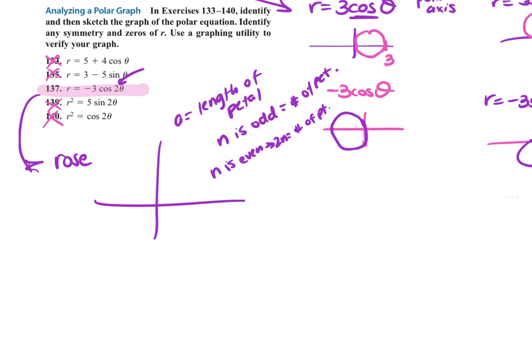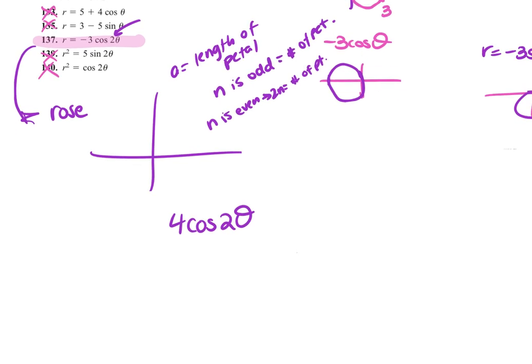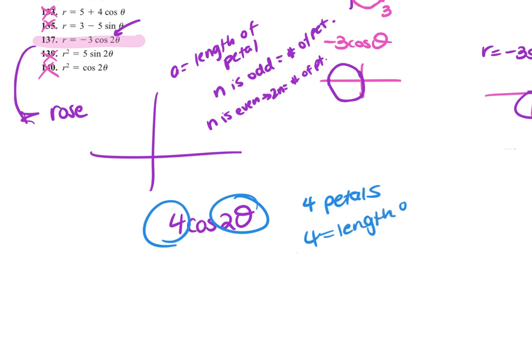So I'll change it so that you can draw that one. But let's say it said 4 cosine 2 theta. This is an even amount. This would have 4 petals. The length of each petal would be 4. It would be symmetric to the polar axis because of the cosine, and if it's even, it's symmetric to all 3.